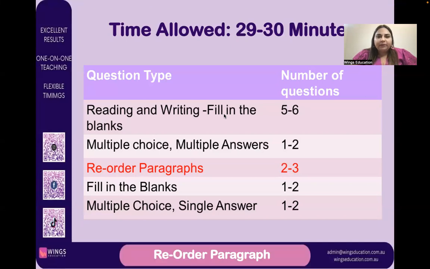So, what happens is that in your reading section, you will see 5 different types of questions. Reading and writing, fill in the blanks, multiple choice question, multiple answers, reorder paragraphs, fill in the blanks, and multiple choice question, single answers. So your reorder paragraph is going to be the third question of your reading test, and you will see 2 or 3 questions of this type in your final exam, okay?